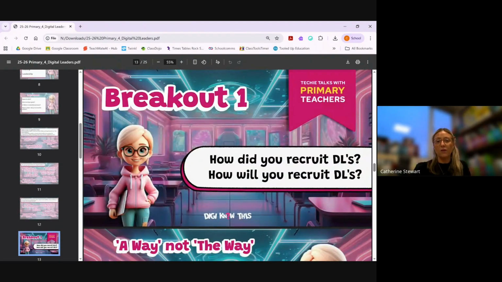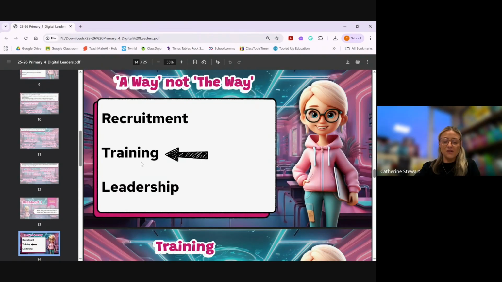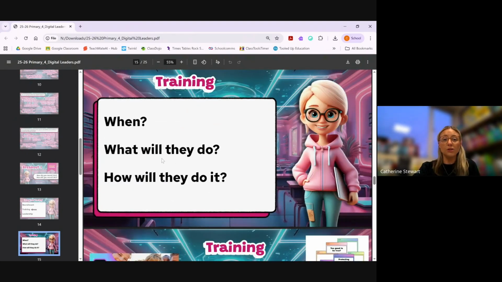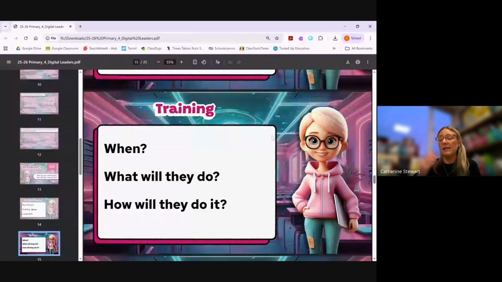So our first breakout room was, how did you recruit your digital leaders? So we'll move on to training. What we're thinking about is what you want them to learn, what you want them to achieve, and then what you actually want them to bring to your school after that. So that training part has to come first. So when are you going to do it? Personally, we have an after school club. I know some people do it at lunchtime, some people do break times because they have longer breaks. Maybe do 2 short break times a week, 1 after school club a week. So you're thinking about your timetable, how you can fit that in.